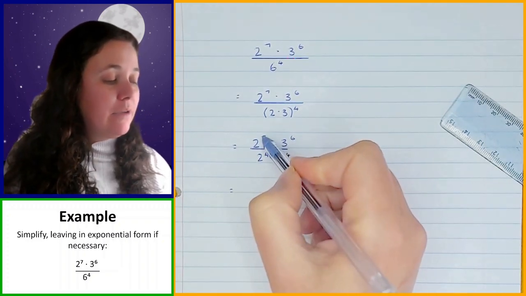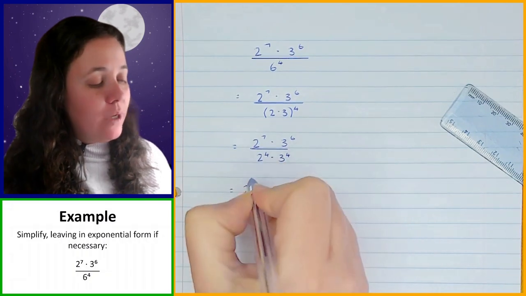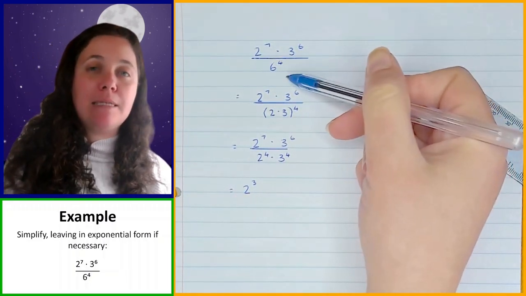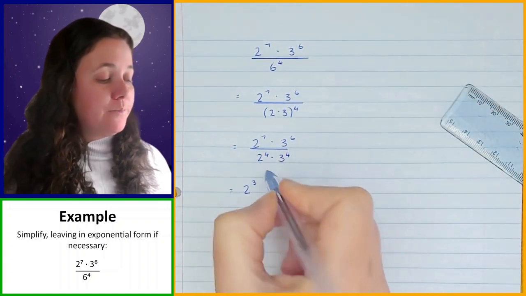So 2 to the power of 7 divided by 2 to the power of 4 is 2 to the power of 7 minus 4, which is 3. Now I can use that rule. I couldn't before because I didn't have any bases that were the same. But now I do, so I can use that rule now.